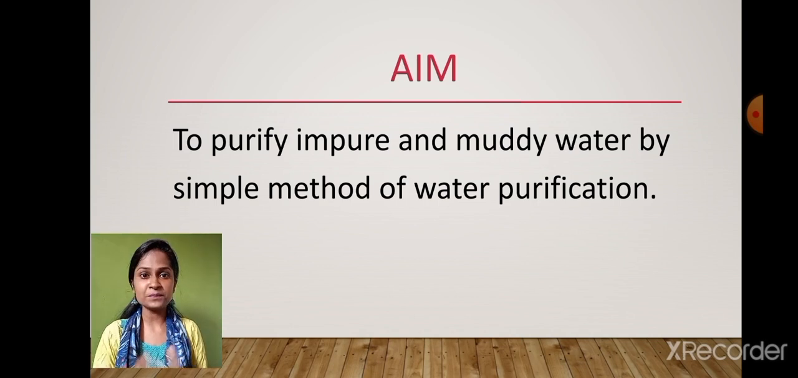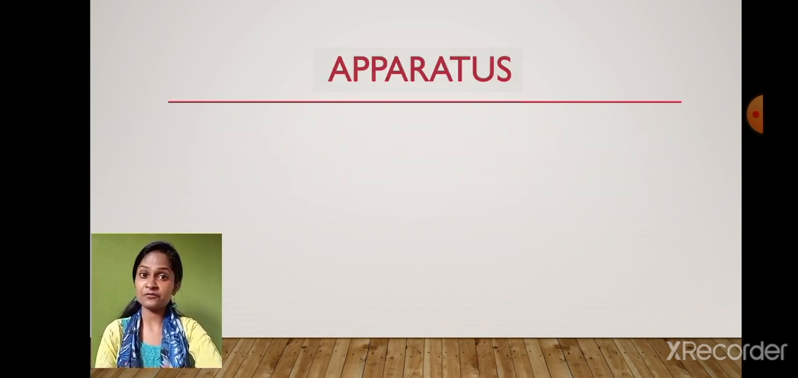So what is the aim of the experiment, students? The aim of our experiment is to purify impure and muddy water by a simple method of purification. Okay, so this is our aim. Afterward, what are the apparatus which we will require today for this experiment? The apparatus means what kind of materials we will require.